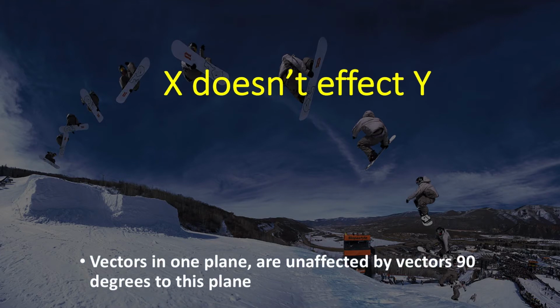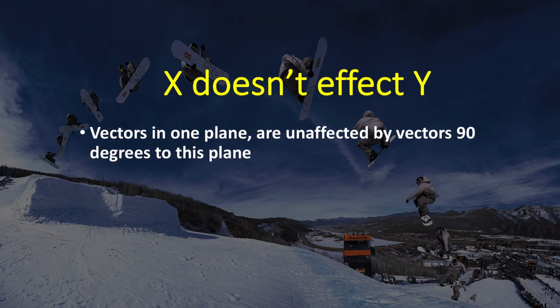What I mean by this is that vectors in one plane are unaffected by vectors that are 90 degrees to this plane. So this means that if we had motion going on in the y-axis or the vertical axis, that would not be affected by motion going in the x or the horizontal axis.